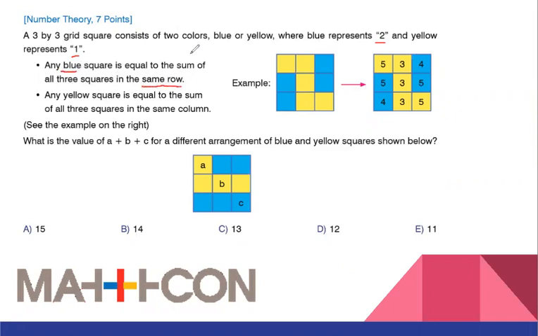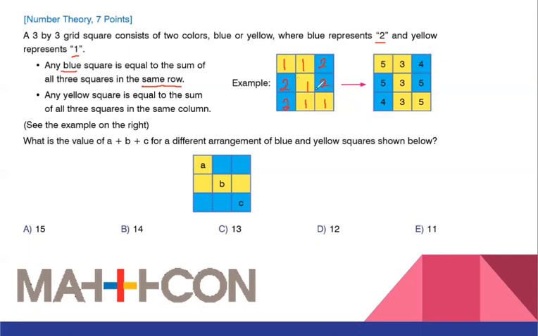So we are told, let me write those as well. The blue is 2, so this is 2, this is 2, this is 2, and this is 2. And these are just 1. And we are told any blue square is equal to the sum of all three squares in that row. So if you add these numbers 1, 1, 2, that's basically 4. And that will be the blue square in this row, which is right here, as we see.